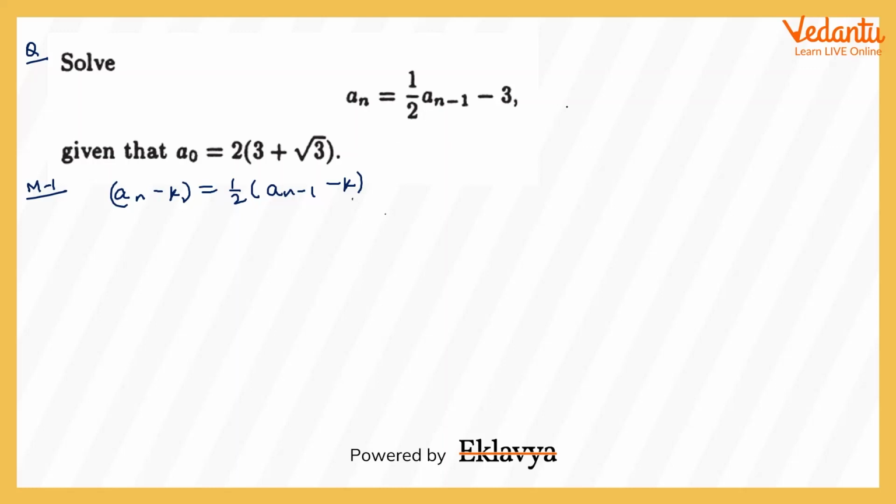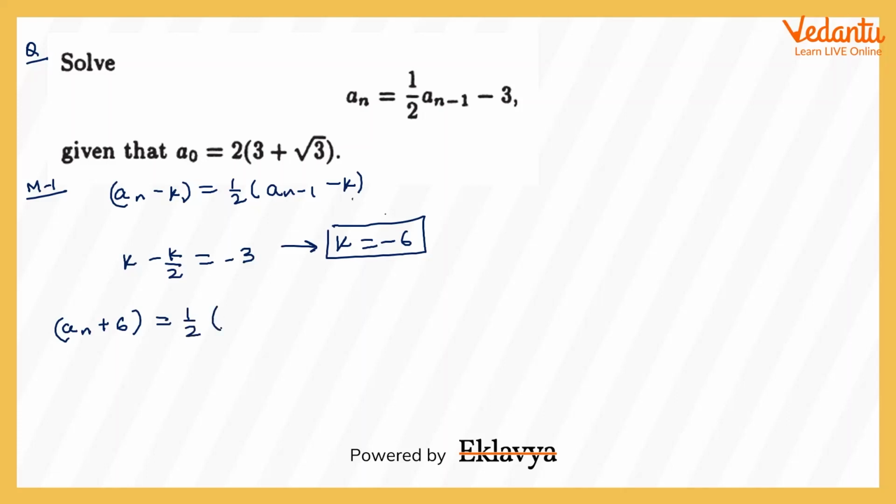So on the right hand side it was minus 3. If I take this k that side, I think I will get k minus k by 2, and it should be equal to minus 3. So this will give you k is equal to minus 6. So what we are getting is an minus 6, an plus 6 rather, and this is equal to 1 upon 2 into an minus 1 plus 6. So this is a GP. If I take this as bn, this will become bn minus 1. So this will become a GP with common ratio 1 by 2.